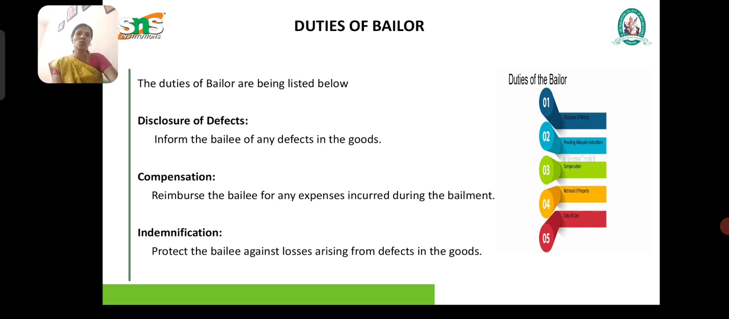Next one is duties of the bailor. Disclosure of defects: inform the bailee of any defects in the goods. If there is any defect in your goods, you have to specify it to the particular person, the bailee, so they can take care of your goods. Next one is compensation. Sometimes you can compensate the bailee like a remuneration or payment or any exchange mode like this. Next one is indemnification: the bailee against the loss arising from defects in the goods. If they have any losses, they will be deducted from the person, you can claim that.